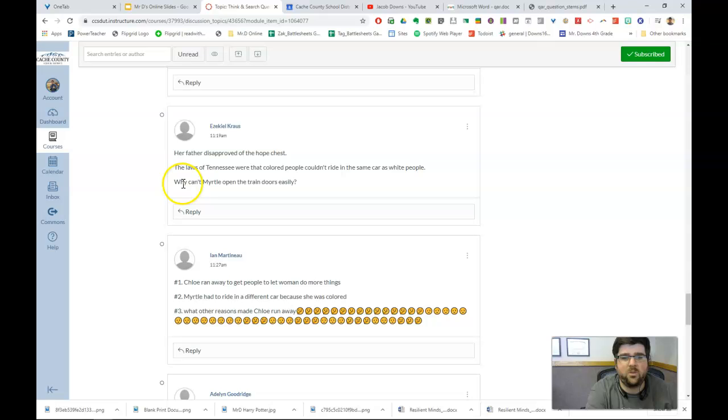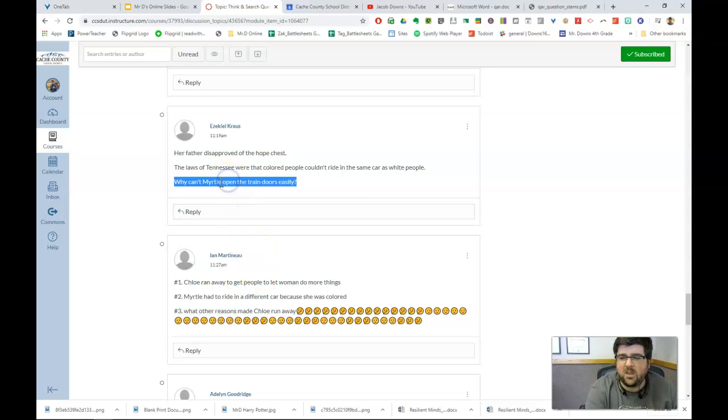Why can't Myrtle open the train doors easily? One of the videos, I think it's today or maybe tomorrow's video, talks about the vestibule, where sometimes they're probably just old and jammed doors. And remember, Myrtle's like a young kid, she's like seven or eight, so I think of a little girl trying to open these big heavy doors. We could see why.